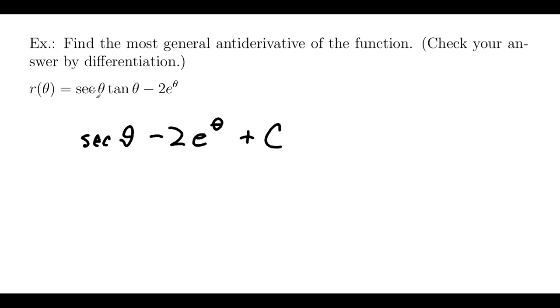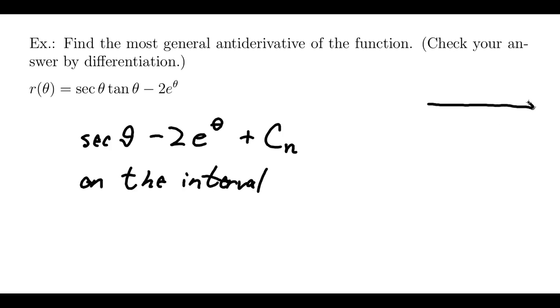Except, again, remember that we have discontinuities, right? Secant theta and tangent theta are each discontinuous at pi over 2 plus or minus some integer multiple of pi. So we actually have infinitely many distinct intervals here. We could say that this is plus the constant c sub n on the interval. And let me come up to the side to sketch what I'm doing. You might have a little bit of difficulty seeing what I'm talking about.